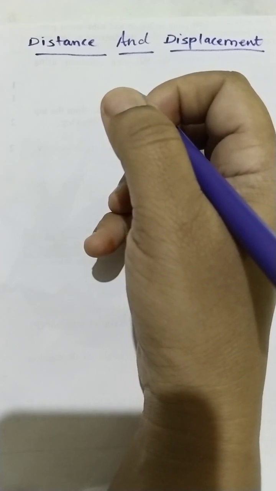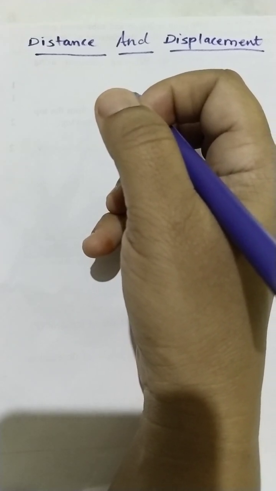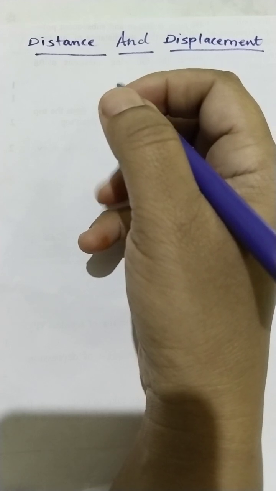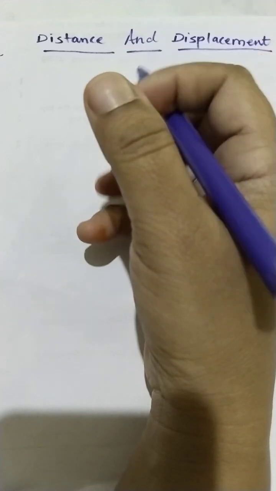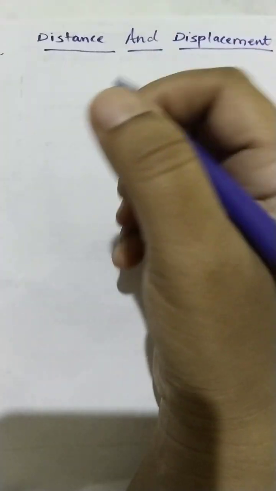So physical quantities are classified into two types. One type is a scalar quantity and the other is a vector quantity. In the case of scalar quantities, the direction doesn't matter, while in the case of vector quantities, the direction of the parameter matters. We will discuss distance and displacement, where distance is a scalar quantity and displacement is a vector quantity.